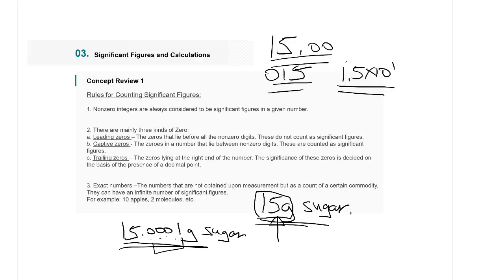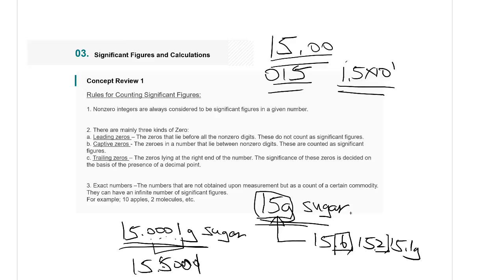You will know whether you have 15.005 or 15.5001 by using the analytical balance. But the kitchen balance can only give you 15 grams. So it can be 15.6, it can be 15.2, it can be 15.1, etc. You just don't have this information. So that's why when we represent our results, we use significant figures to represent how much information we have for each measurement.